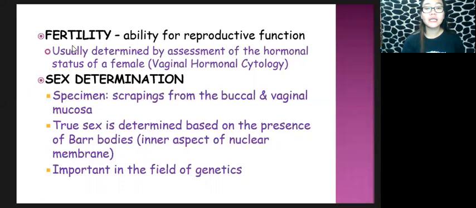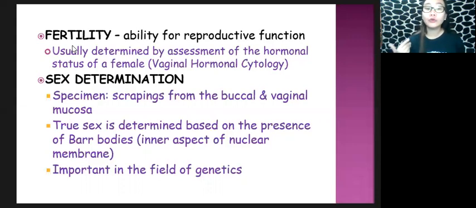For sex determination, do you want to know if you are really a male or a female? In exfoliative cytology, we are able to determine that. The specimens that are utilized for sex determination are the following. We have scrapings from the buccal cavity, of course from the inside. And then we also have scrapings from the vaginal mucosa of our female patients.